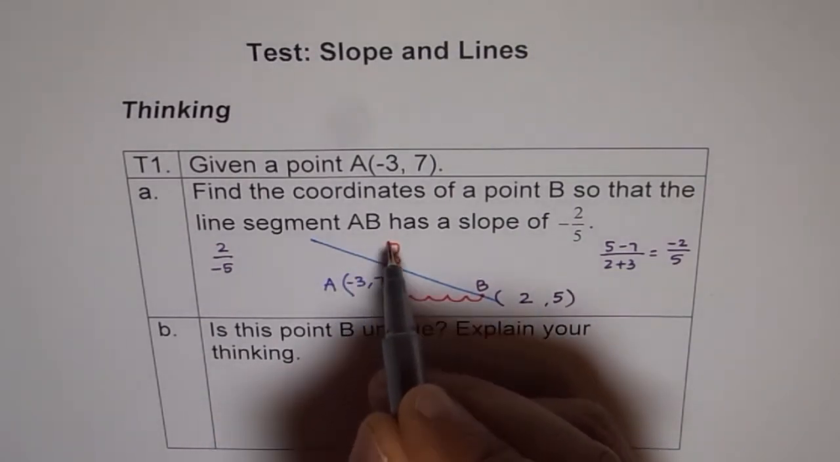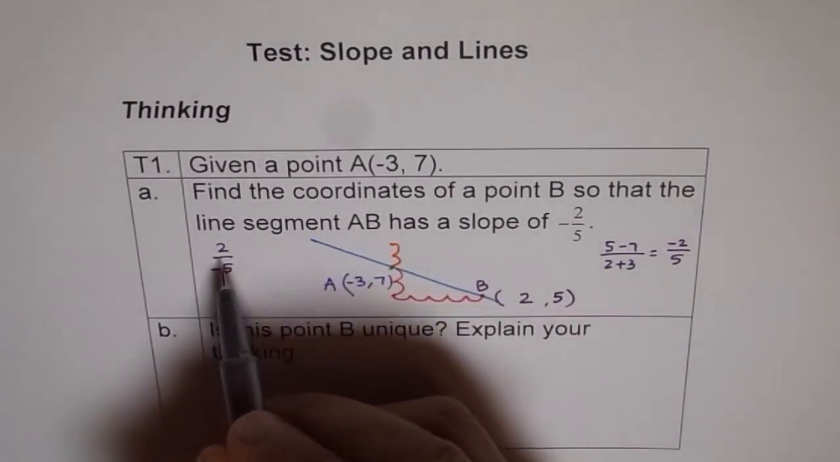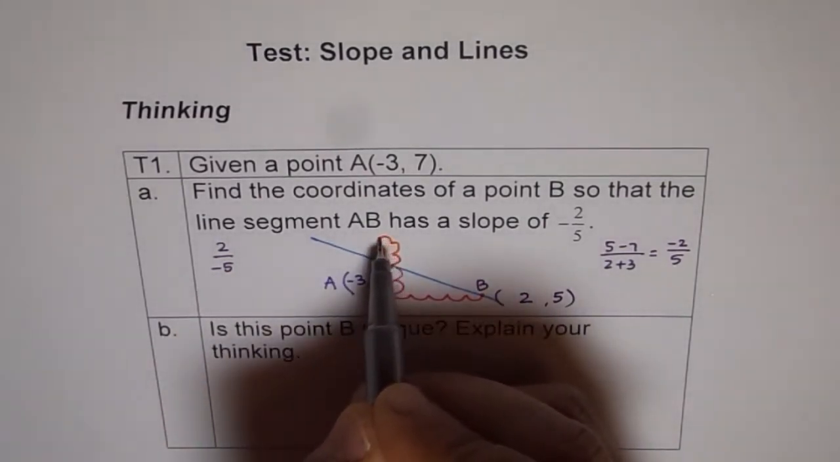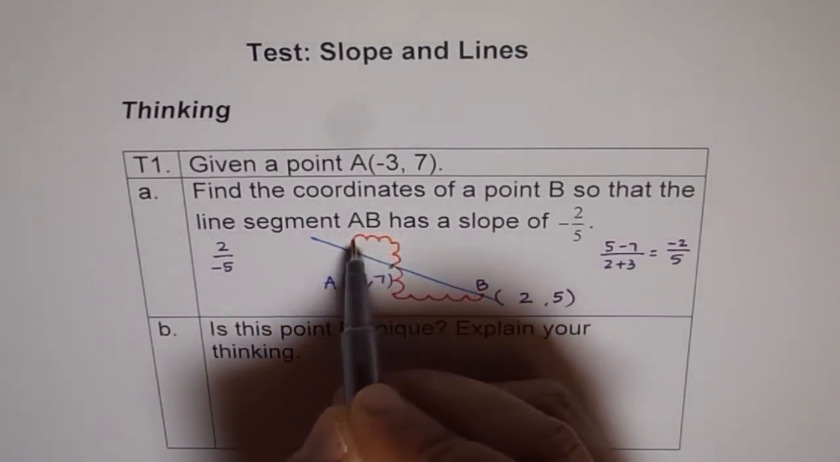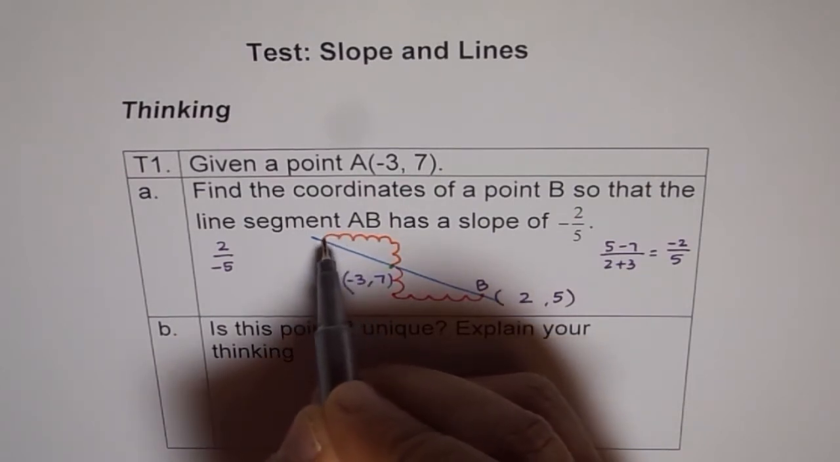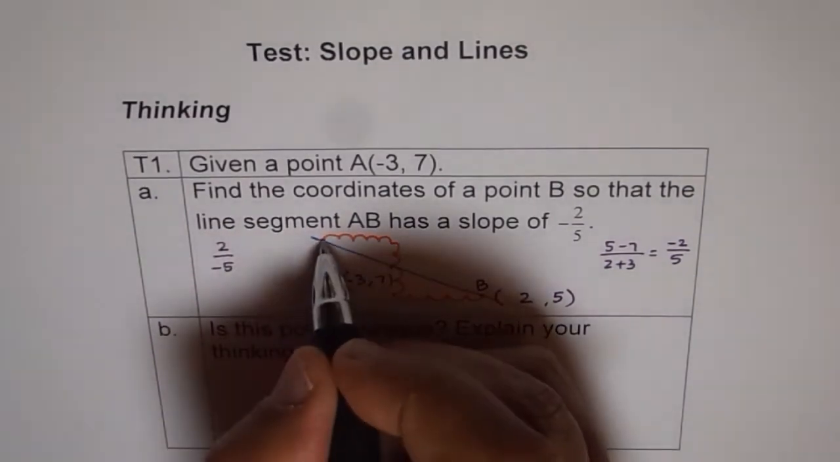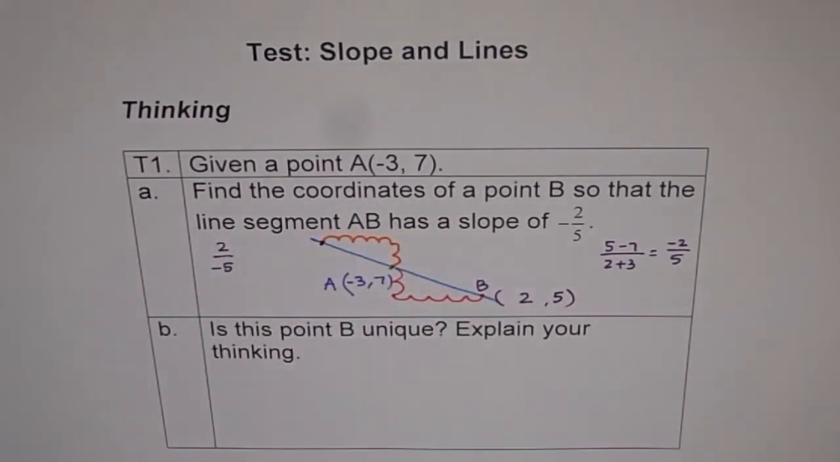So 7 plus 2 is 9. So we are going up, right? And then 5 on the left. Minus means left. So we'll go 1, 2, 3, 4 and 5, and we reach a point here which is on our line. So that becomes the second B point.